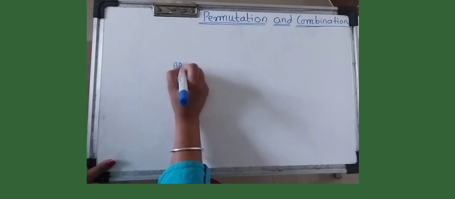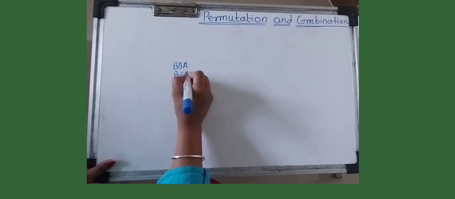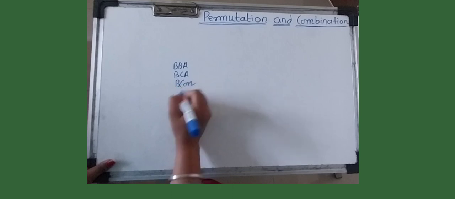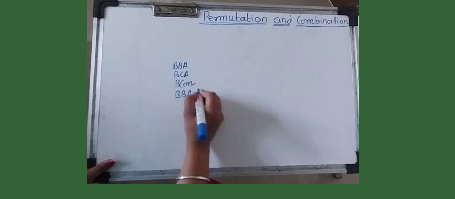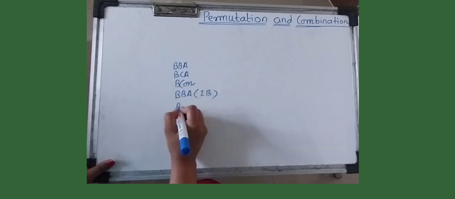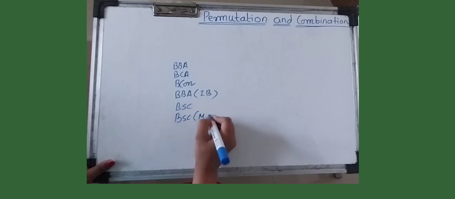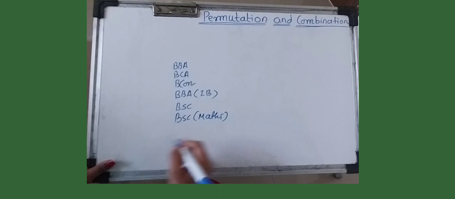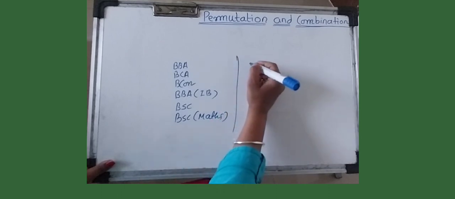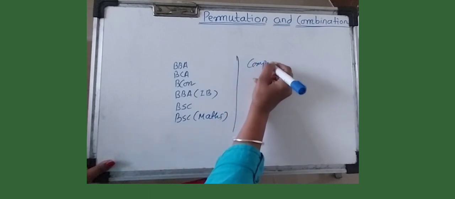Hello everyone. Today's topic is permutation and combination. Very important topic. Okay. It is useful for BBA student, BCA student, BCom, BSc, Maths. Okay. Then for competitive exam.